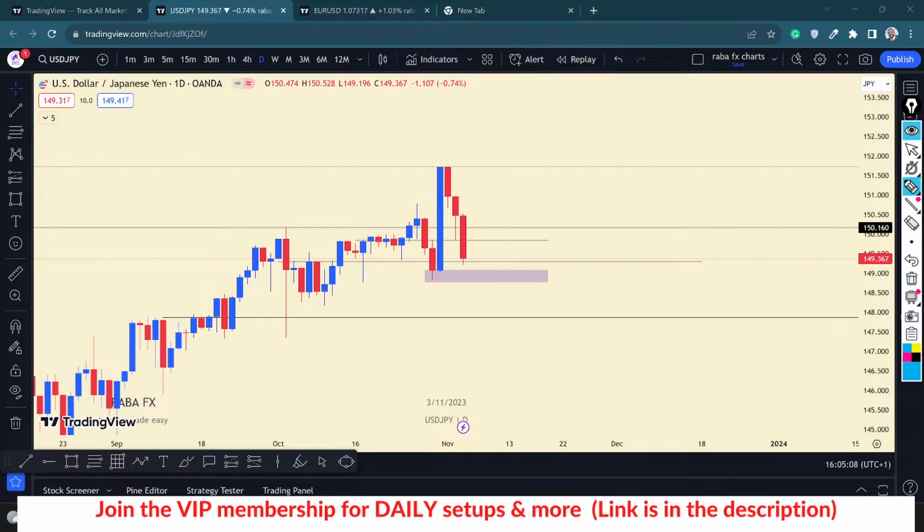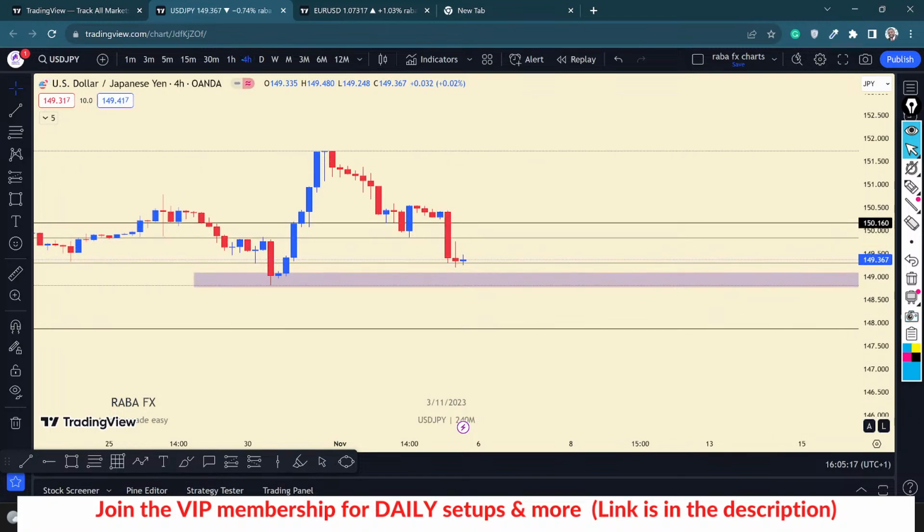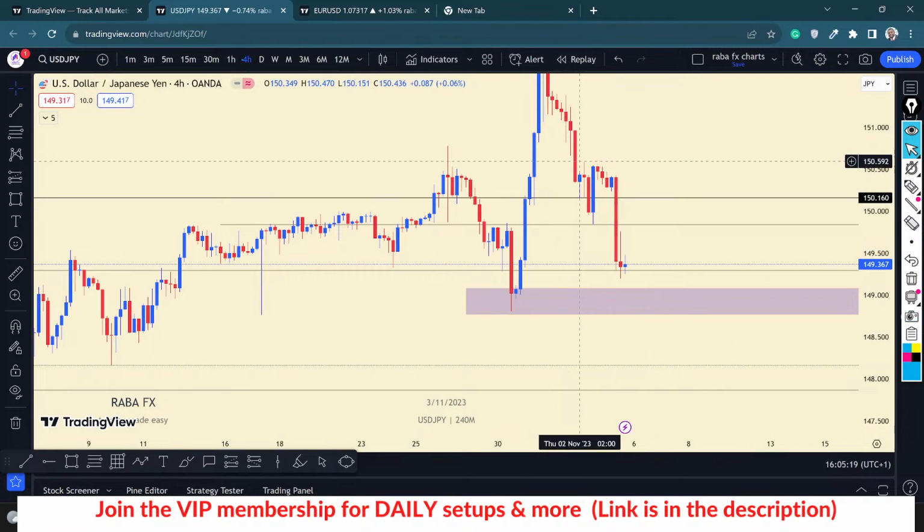Then on the 4 hour, the same thing. If price comes in here, we have confluence here, we look for bullish price. So that means I'll be bullish on this pair here with confirmation. If that doesn't come, then maybe a push back up in here, we sell to the downside. So it's as simple as that.